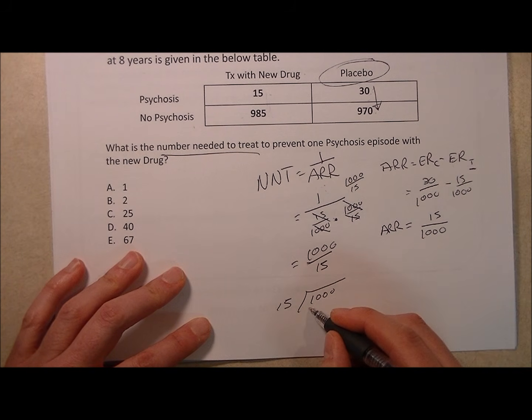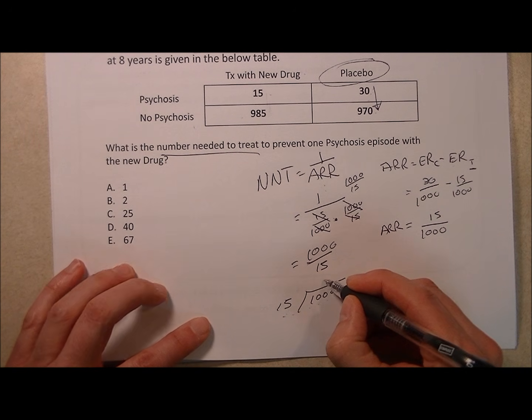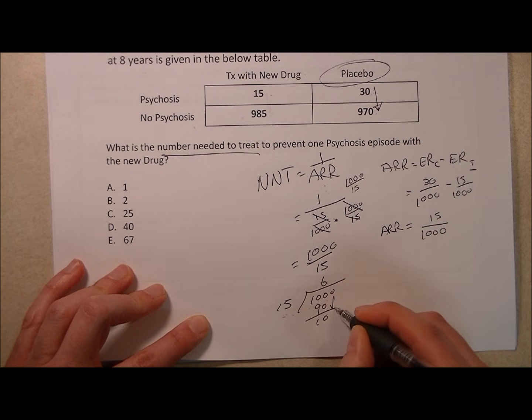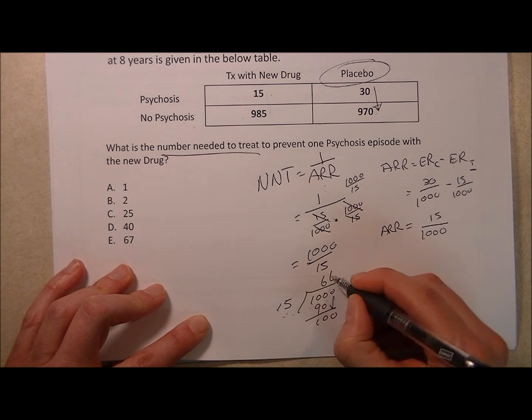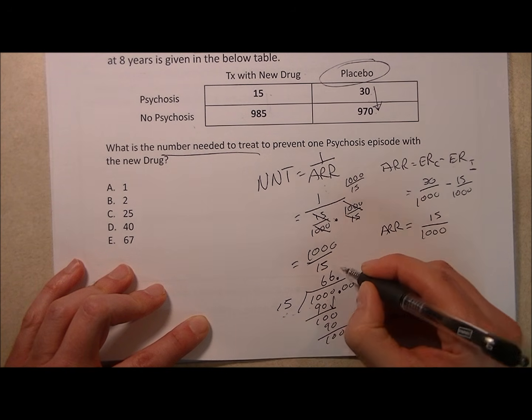Now, can 15 go into 1? Nope. Can 15 go into 10? No. Can 15 go into 100? Yep. How many times? 6. That's 90. I'm left with 10. I bring down my 0. Can 15 go into 100? Yep. 6. Okay, and that's 90. And you see the pattern there. And I could put a decimal, and I keep running into this whole 6.